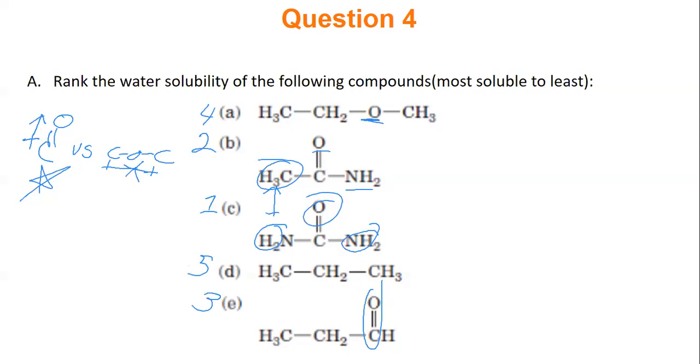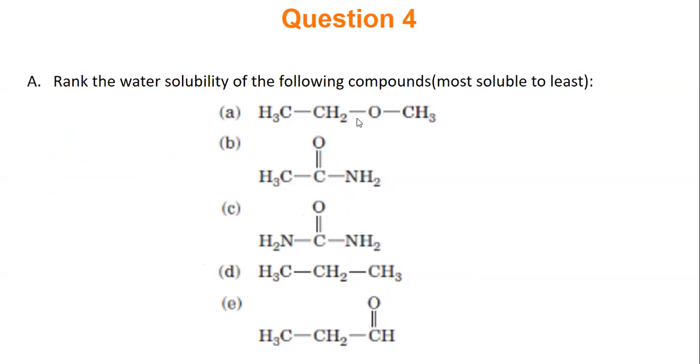All right, so that's how you can determine solubility by just looking at compounds. You are basically looking at the amount of hydrogen bonding groups. And then there are some fringe cases where you have to actually think about polarity of the molecules.